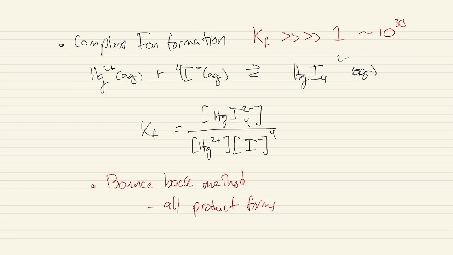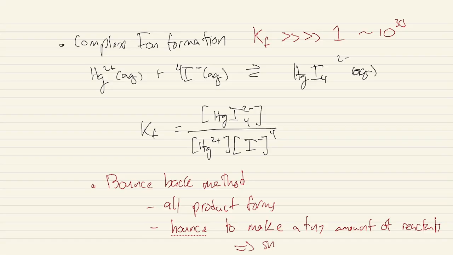Kf is really large, right? That means we're only going to make a little bit. We know that x is going to be very, very small, that change on the way back to equilibrium. We bounce back to make a tiny amount of reactants. That lets us use the small x approximation, which will then make these terms that have anything large to the power 2 a lot simpler, right? Because then we can just get rid of that x term, the change term in this expression.